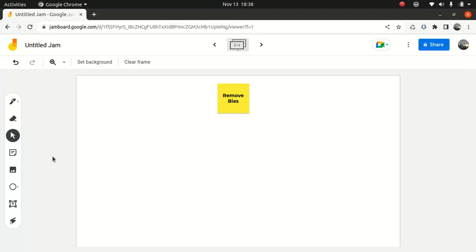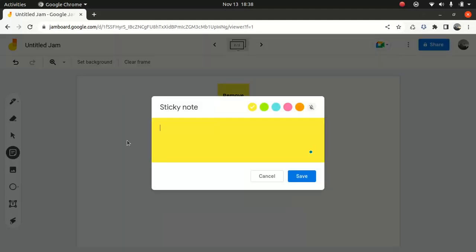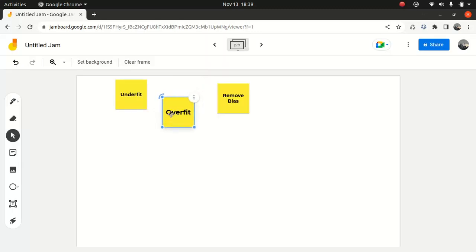Now you might have heard about two concepts called underfitting and overfitting. They are two very common concepts used in machine learning. So, underfit.